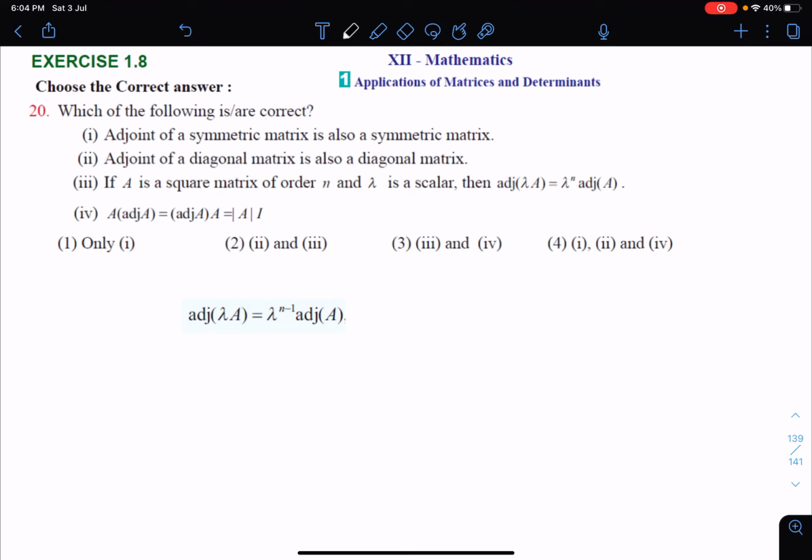Hello 12th standard students, welcome back to chapter 1, applications of matrices and determinants. Today exercise 1.8, choose the correct answer. Question number 20, there were 4 statements and they asked which ones are correct.